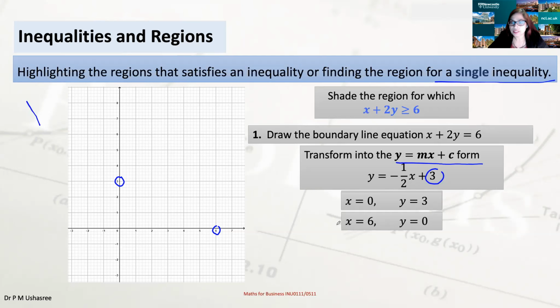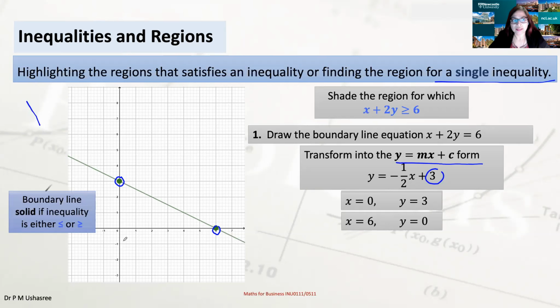And now join the straight line. Take a third point, because this is far away from the origin, so it's all right. It depends on the situation. When it is close to the origin, it is better to have a third point, but when it is not, it's all right. So you draw a straight line joining the 2 points, and then that's your boundary line, solid.